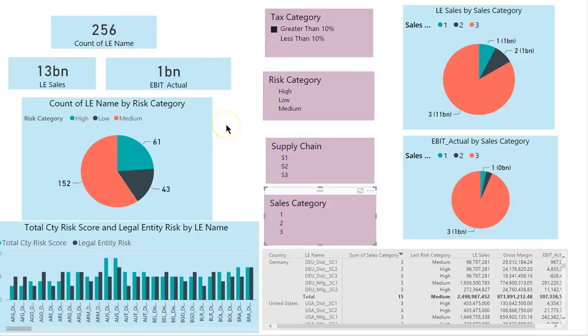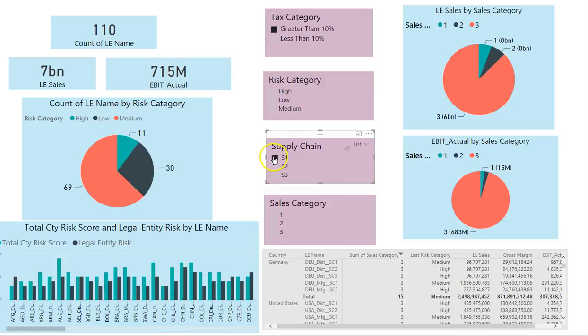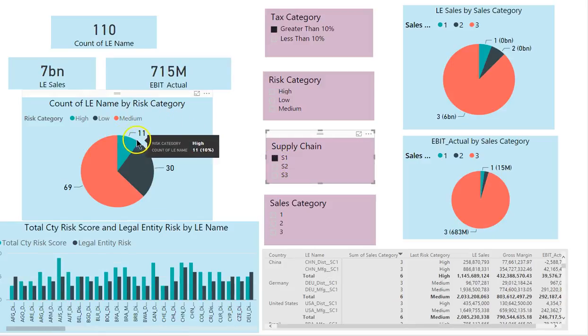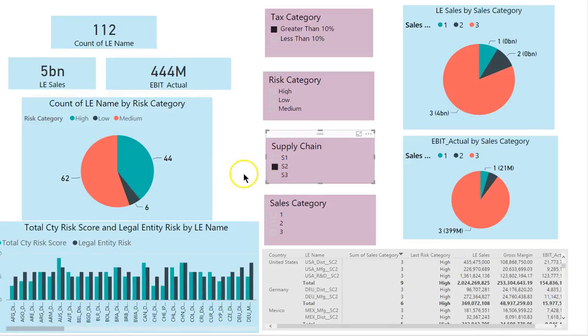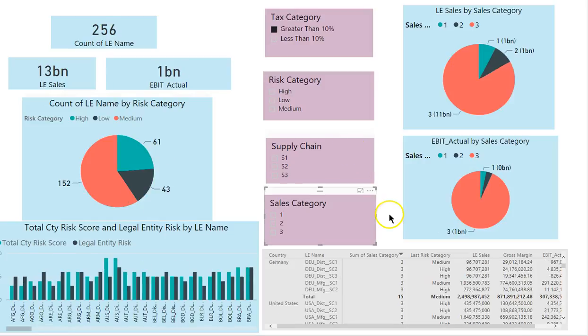So maybe we want to try to look at reducing the number of legal entities by focusing on certain supply chains. Supply chain 1 has 11 high-risk entities, so only a relatively small portion of the total. Supply chain 3, if we look at it, has just 6 high-risk entities, so a small proportion of the total. Supply chain 2, on the other hand, because it has transactions with a tax haven, has 44 of the high-risk entities. And so perhaps we want to focus on getting a really good story for supply chain 4 and developing that as a common thread.